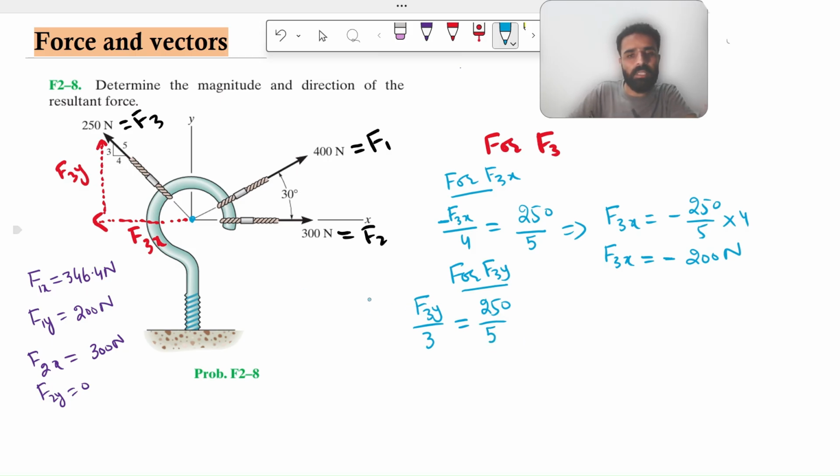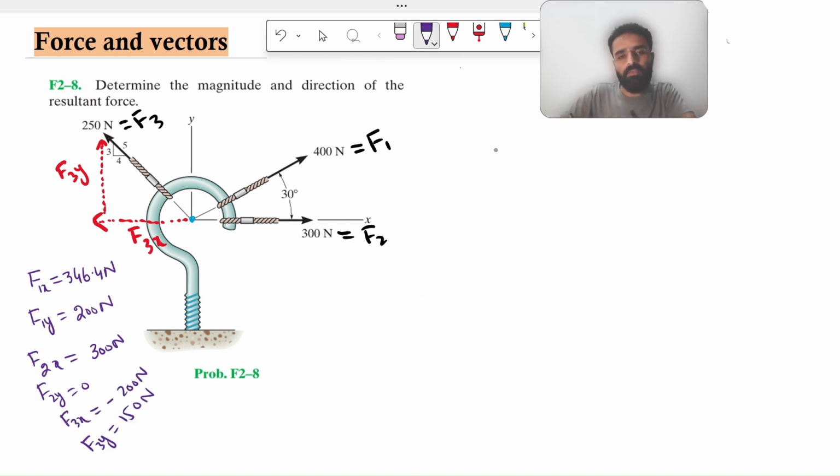Now what will be the sign? It is acting upward, so it will be positive. So there is no need to write the positive sign. So F3y will be equal to 250 divided by 5. Shift this 3 to the other side, so it will be multiplied. So do calculation. The F3y value will be 150 Newton. I will be writing this value on the left side. Here we have found all the x and y components of these forces.